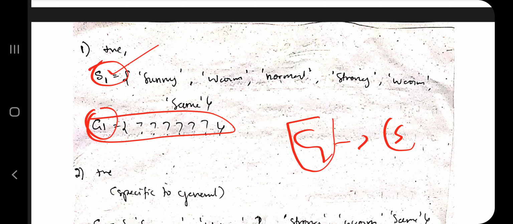Whenever you get positive, what does that mean? You have to go from specific to general. So you just have to make the changes in specific. General, don't touch. The same holds true for the other one as well. If you get negative, you are moving from general to specific. Just change general, don't touch specific.